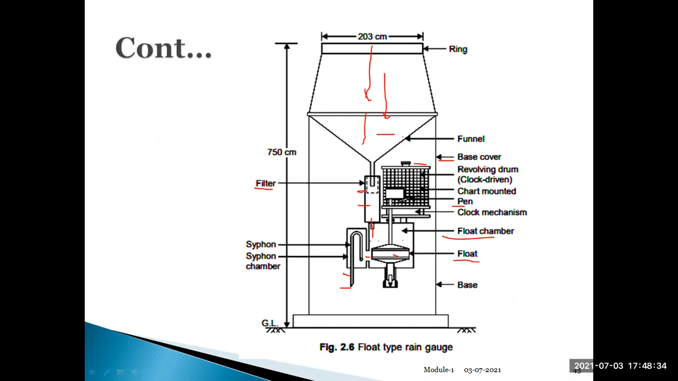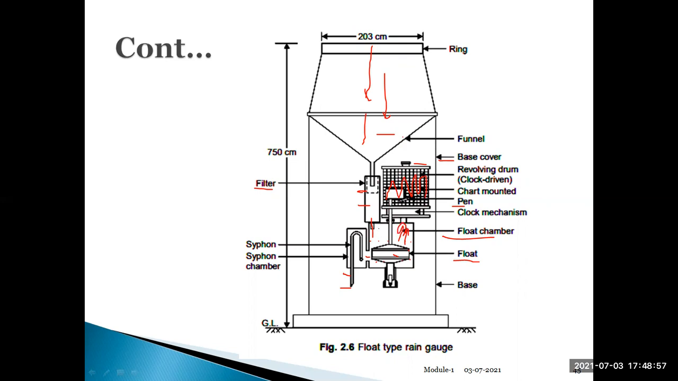Once the water starts collecting in the float chamber, then what happens? This float will move upward. As the float is connected to the clock driven drum, which is along with the chart and a pen, it will start moving and start recording the rainfall data like this, as it moves upper and upper.